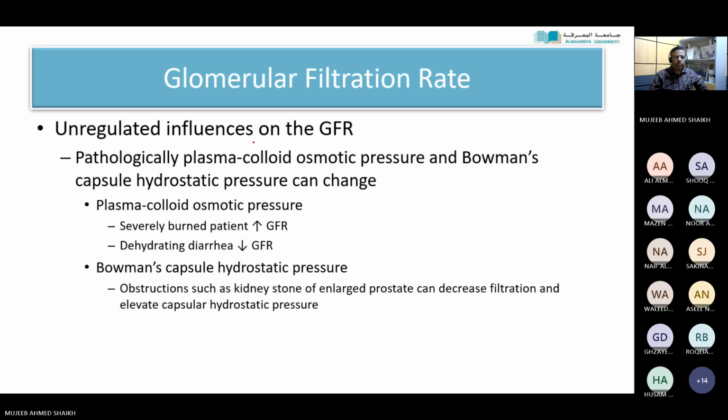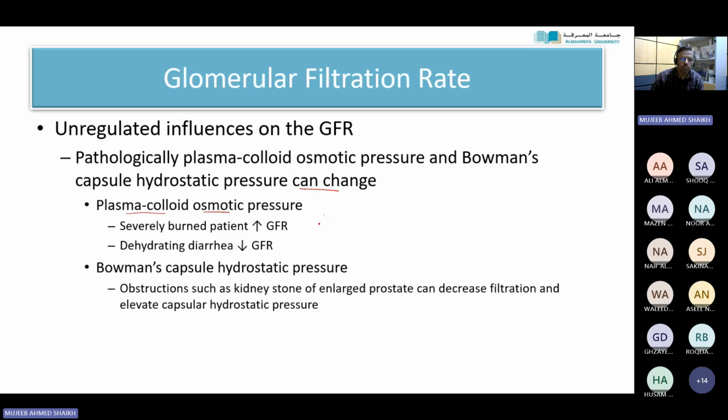Unregulated influence on the GFR. Pathologically, plasma colloidal osmotic pressure and Bowman's capsular hydrostatic pressure can change. Plasma colloidal osmotic pressure will change in two conditions. One is loss of protein, as in severe burn, or dehydration. Severe burn will cause more plasma loss, or plasma protein loss.